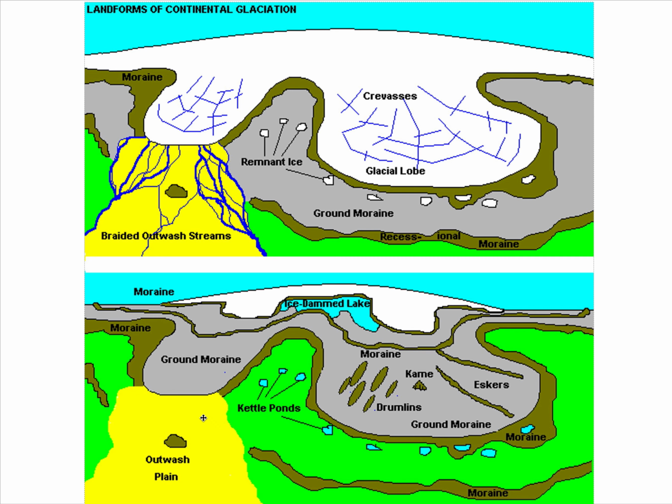Then we've got things like outwash plains, where this lobe would have had a river running out of it, and the river would have created a braided stream, depositing material as that water melted out. So here are these braided streams that are creating this outwash. Here are these remnants of ice that I had mentioned that are creating these kettle lakes, kettle ponds.